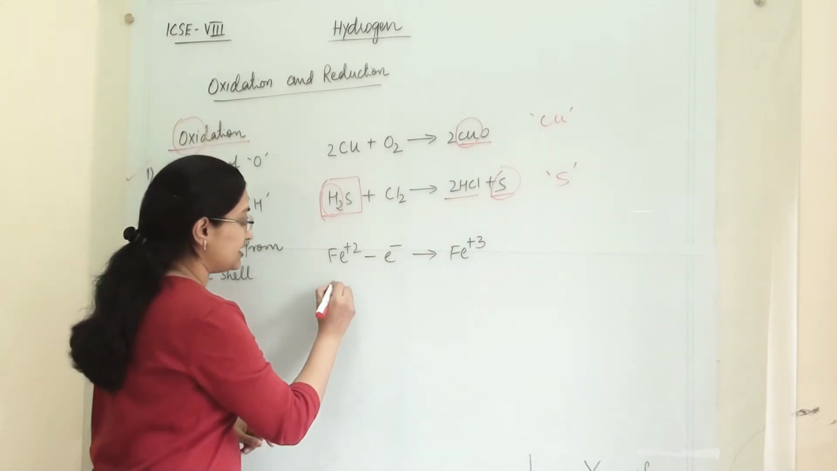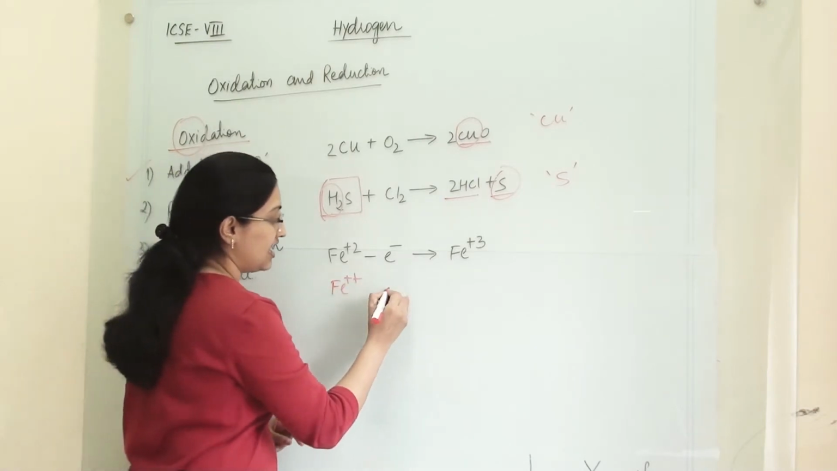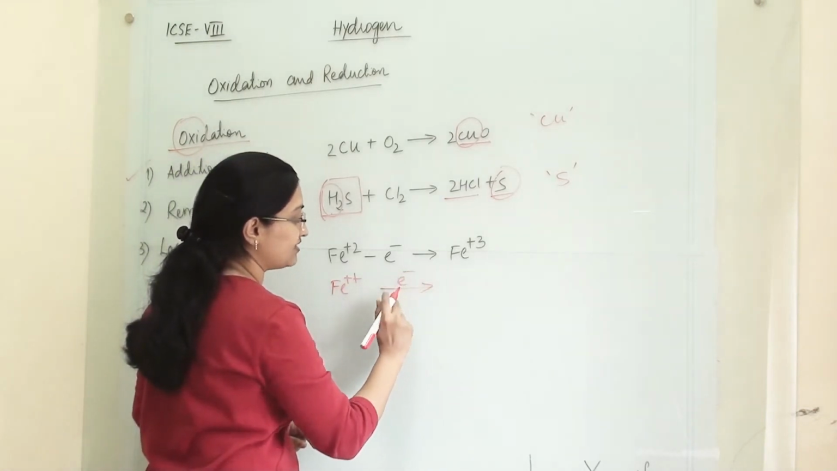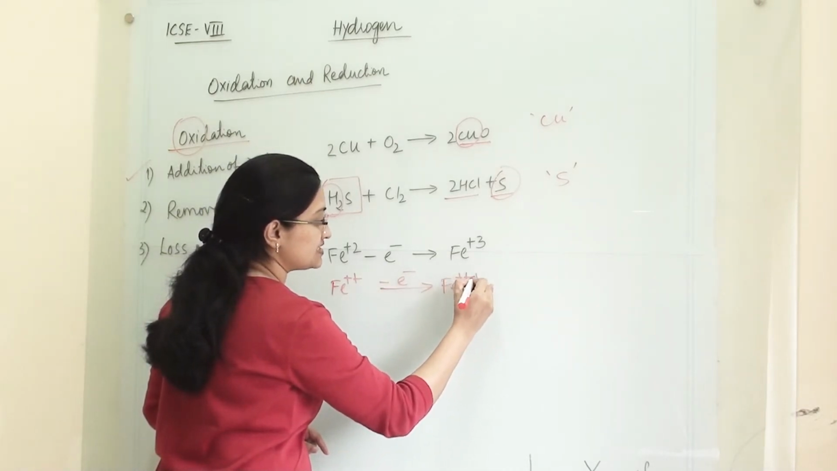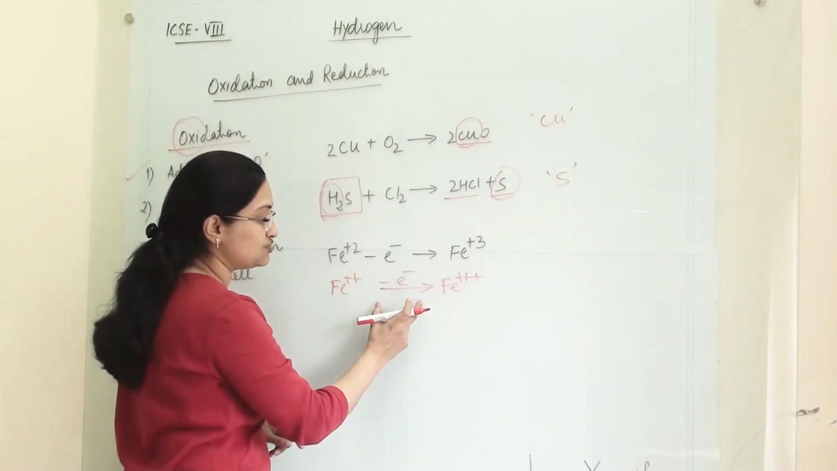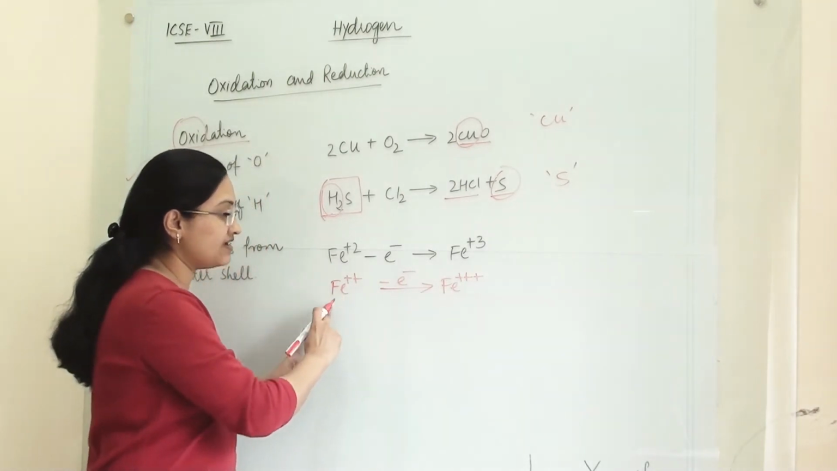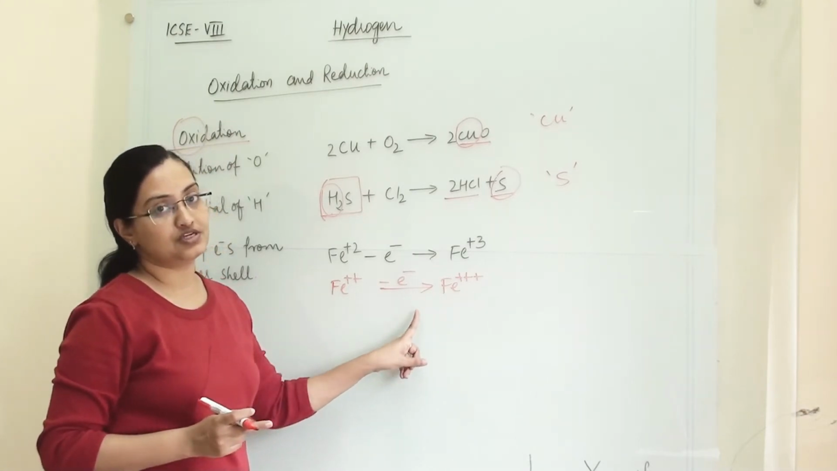Earlier it was Fe plus 2. This is ferrous. After losing one more electron, it will become Fe plus 3. This is ferric. Ferrous has become ferric after losing one electron. So iron is getting oxidized in this reaction. So this is an oxidation reaction.